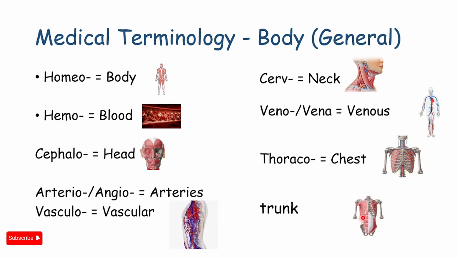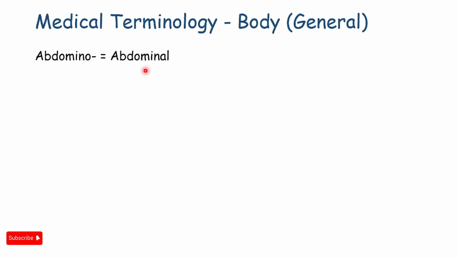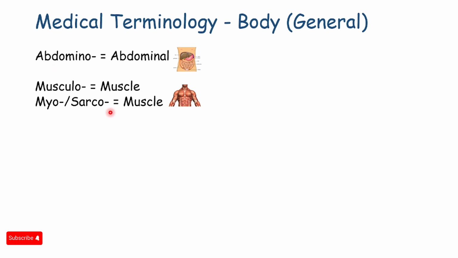Trunk means central part of body like thorax, abdomen and pelvic cavity. Abdomino means abdominal. So this is the abdominal organ. Musculo related to the muscle. So this is the muscle of human body. And myo or sarco also related to the muscle. Sarcoplasmic reticulum. Pelvo or pelvi related to the pelvis like pelvic organ, pelvic bones, pelvic peritoneum.